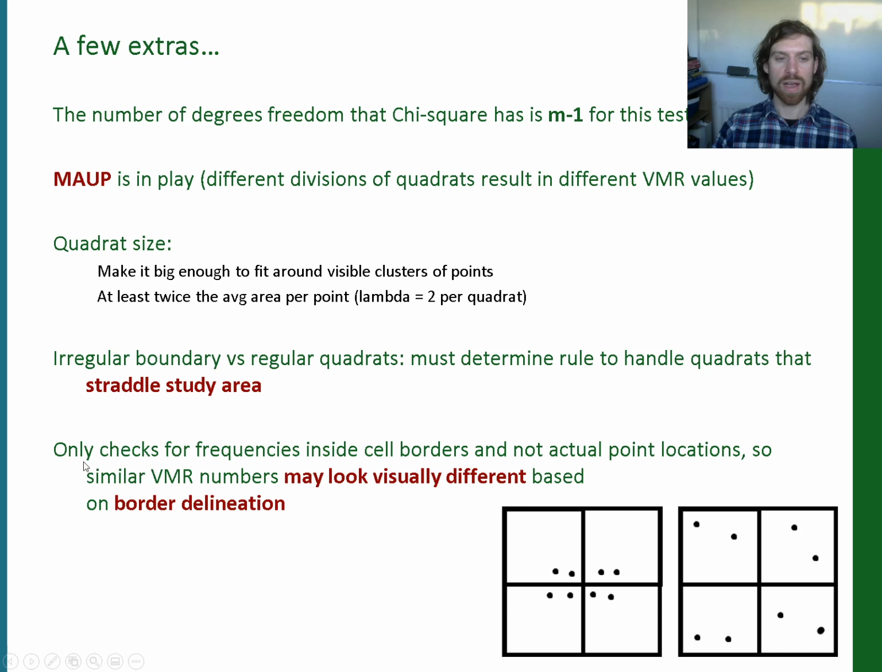And finally, the test only checks for frequencies inside the cell borders and not actual point locations. So similar variance mean ratio numbers may look visibly different because of border delineation. So here's just a small example for you. Yeah, so I think that's fairly straightforward, and I think that this is a nice way to graphically show that.